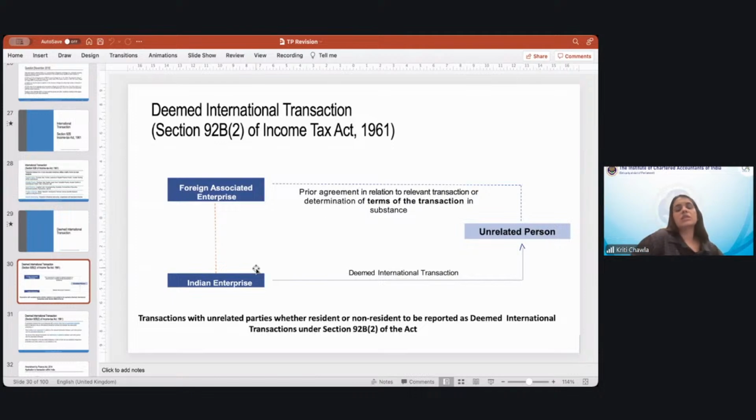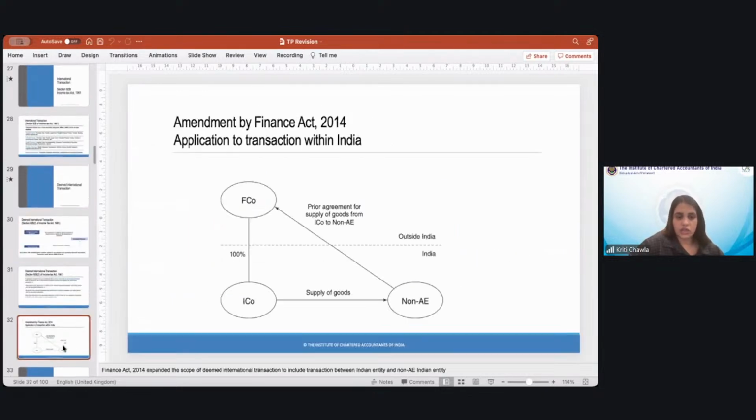So, what the CBDT did was that they came up with the concept of deemed international transaction, and they said that the transaction between the Indian enterprise and the unrelated person will be called a deemed international transaction. Now we know that this is not an international transaction, but still, for the purposes of Section 92B, subsection 2, the CBDT said that this will be called a deemed international transaction, meaning to say that transfer pricing provisions will be applicable on this transaction as well. So this is the concept.